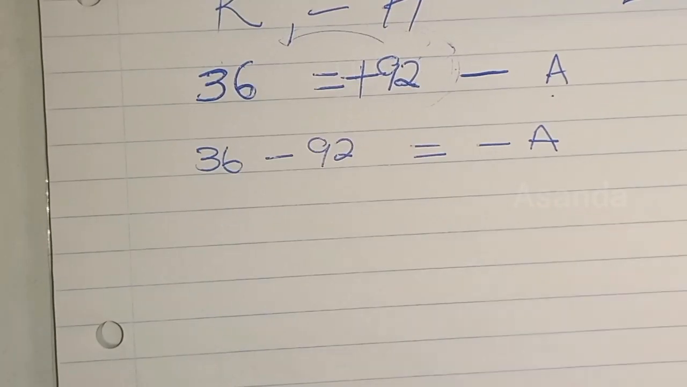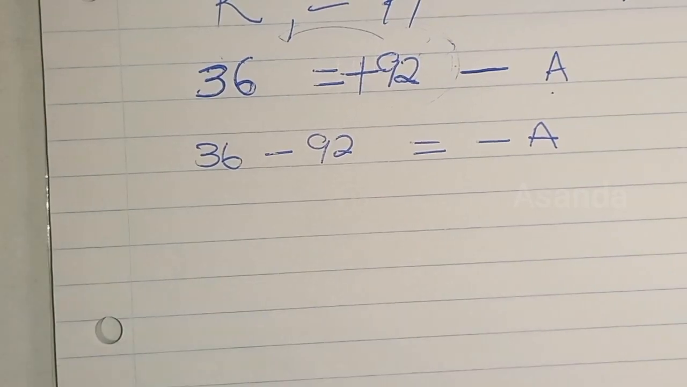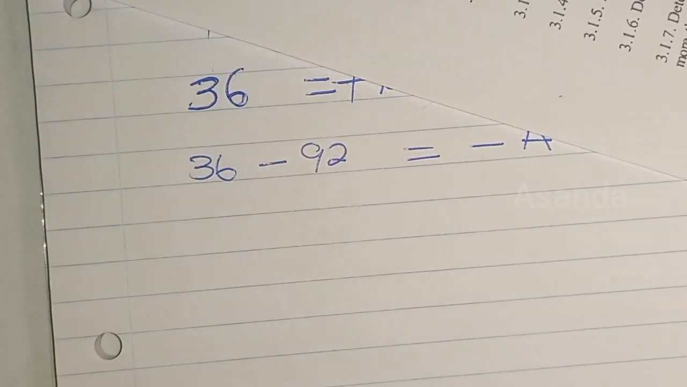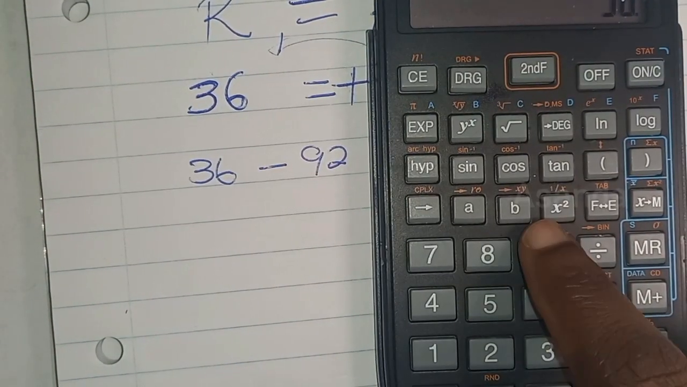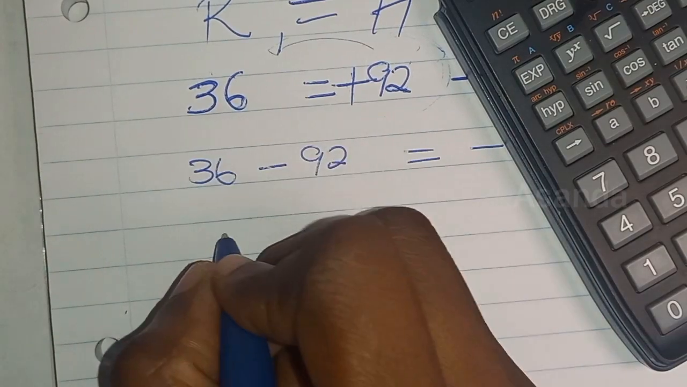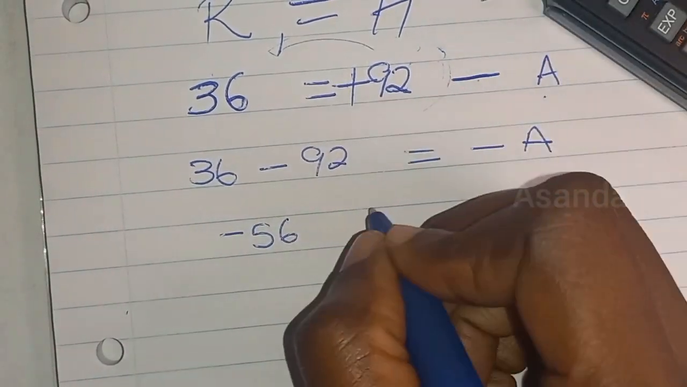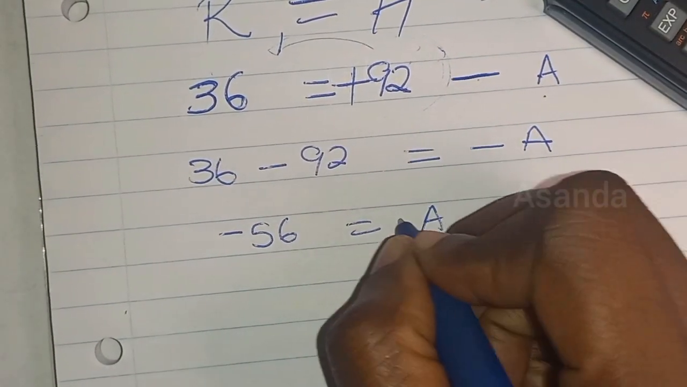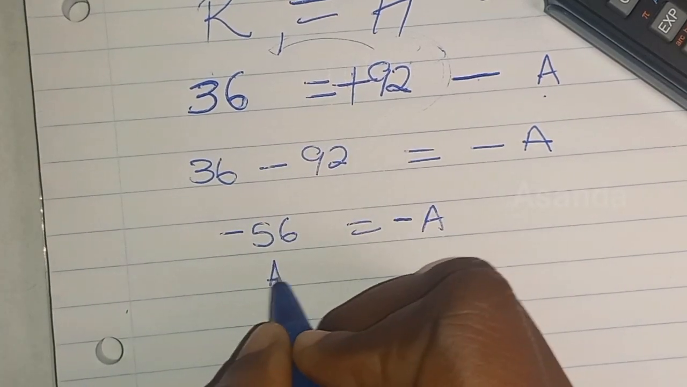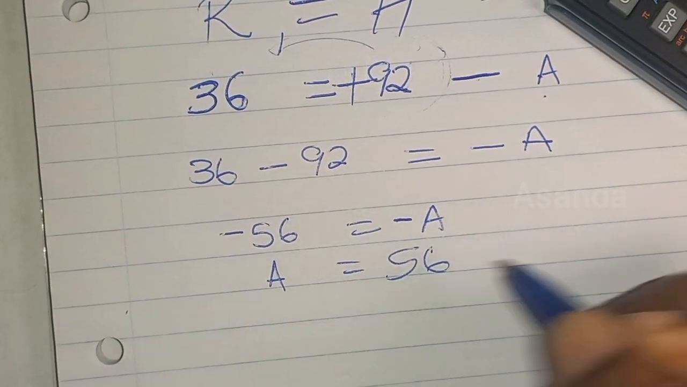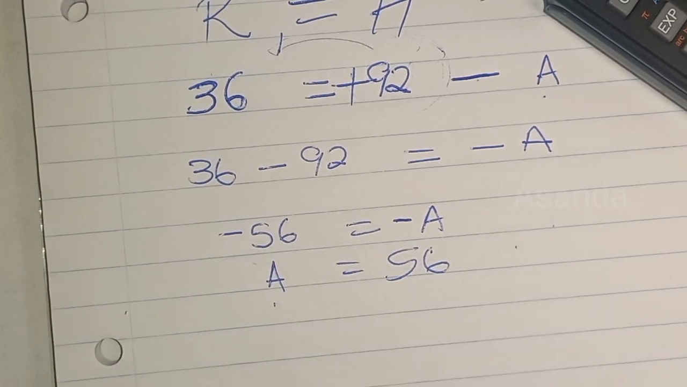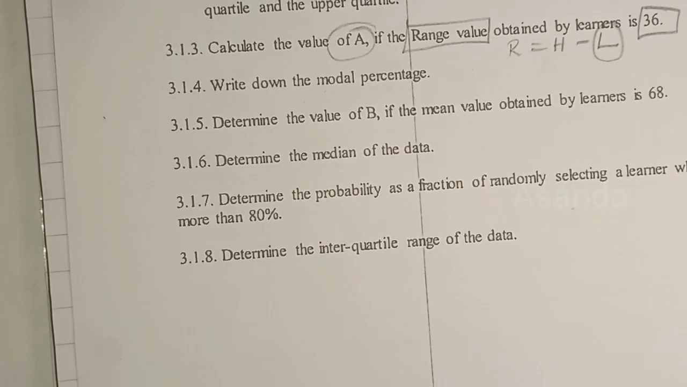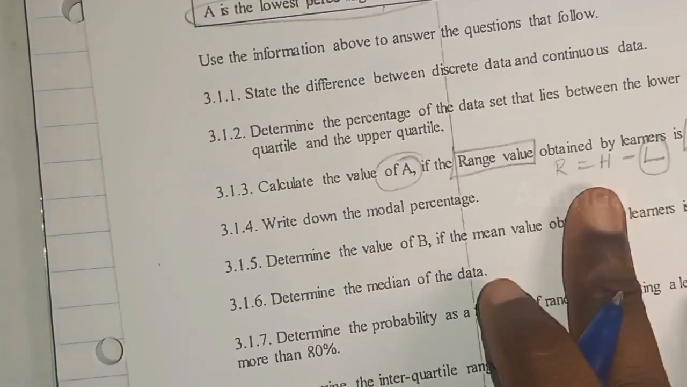So now what I'm going to do is subtract these two. I lost my calculator. Got it. 36 minus 92 gives me minus 56, which is equal to minus A. So positive A is equal to 56. How do I do that? I just divide by minus 1 on both sides, and I have A is equal to 56. Would have been nice if they arranged the data. It would have made it very clear.